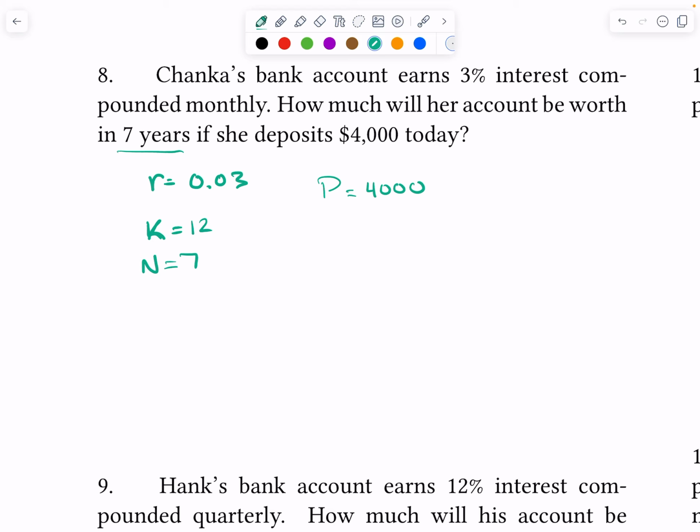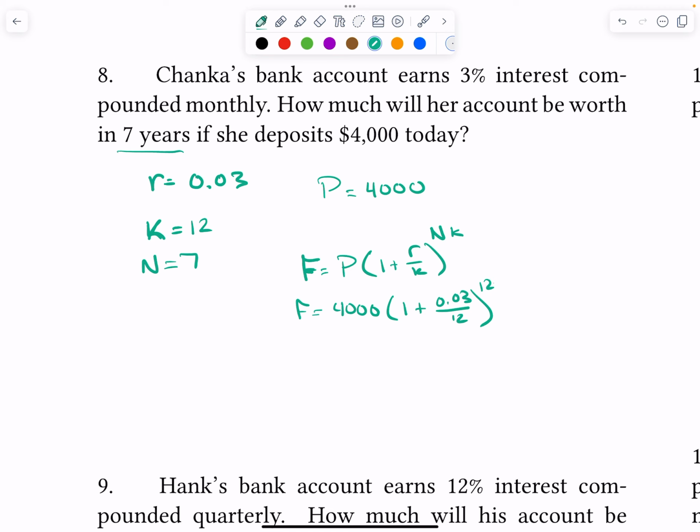I'm going to use this. The future value is equal to the present value times 1 plus the rate over the number of compounding periods, raised to this power of nk. Here again, I think I've emphasized this before. You really need to be super careful when you're doing this on your calculator. Let me write down what I'm going to do first, and then I'll talk you through using your calculator. So 0.03 over 12 to the 12 times 7.